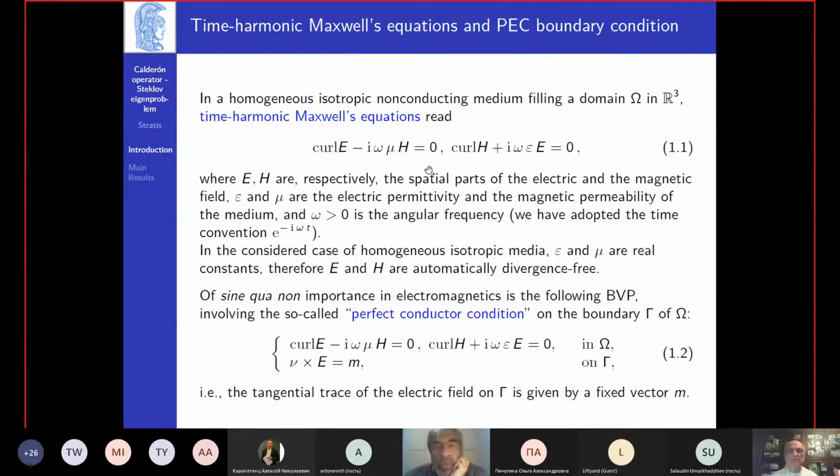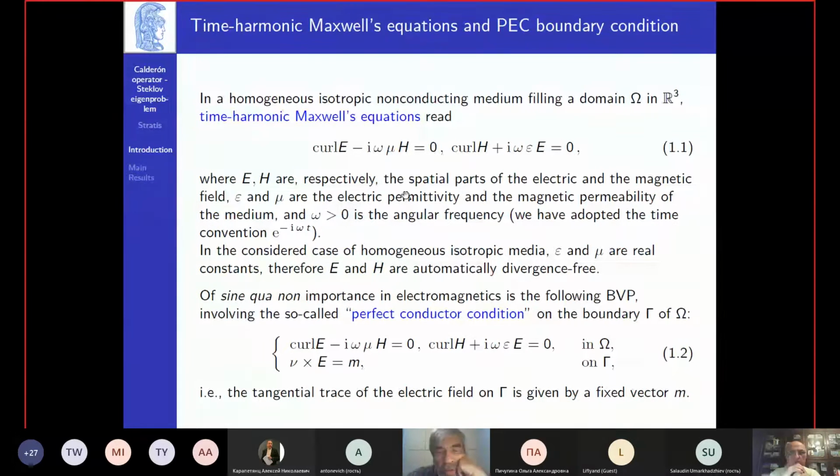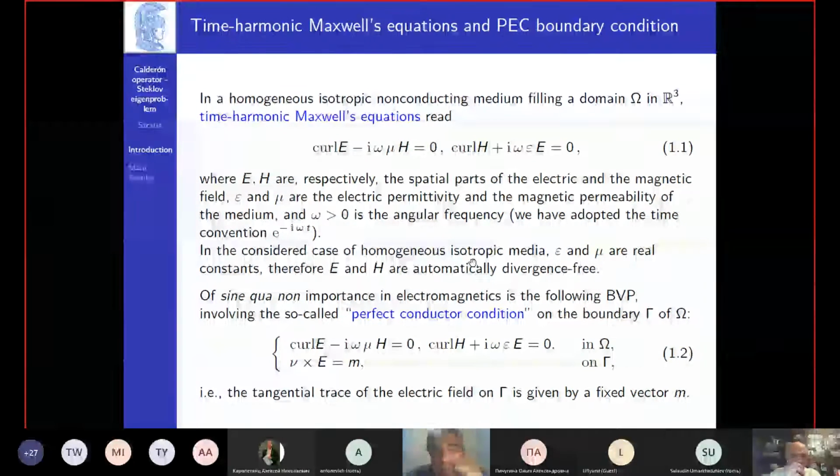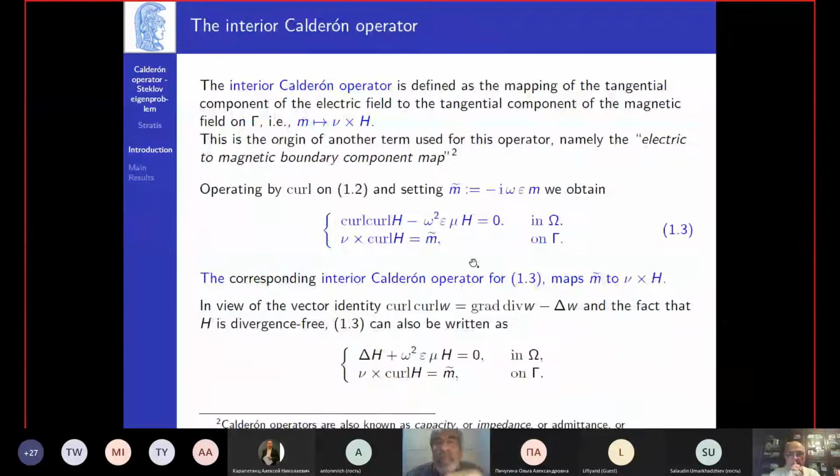So we will consider these equations, and we consider also the so-called perfect conductor boundary condition, which is n cross E is equal to m. That means that we are given the tangential trace of the electric field. So we have the system of equations 1.1 plus the boundary condition, the second equation in 1.2. So what is the interior Calderon operator?